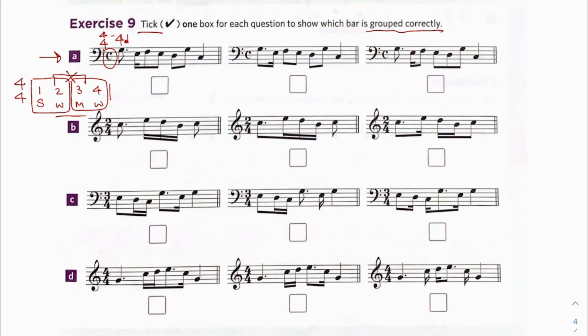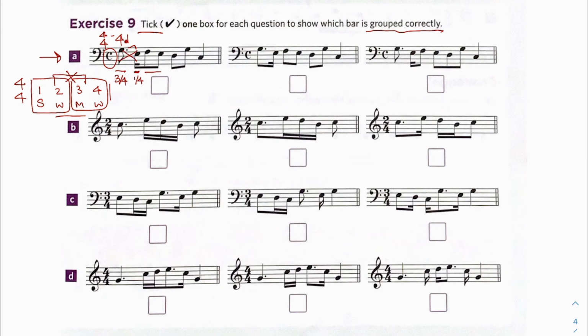Back to question A, we have a dotted quaver here. A dotted quaver is 3/4. In order to make 3/4 into a whole beat, we need another quarter, which is this semiquaver here. So this is a quarter. Together they make 1 beat. So they are supposed to be joined together. However, you see that this semiquaver is joined with these 2 quavers instead. So the grouping here is already incorrect.